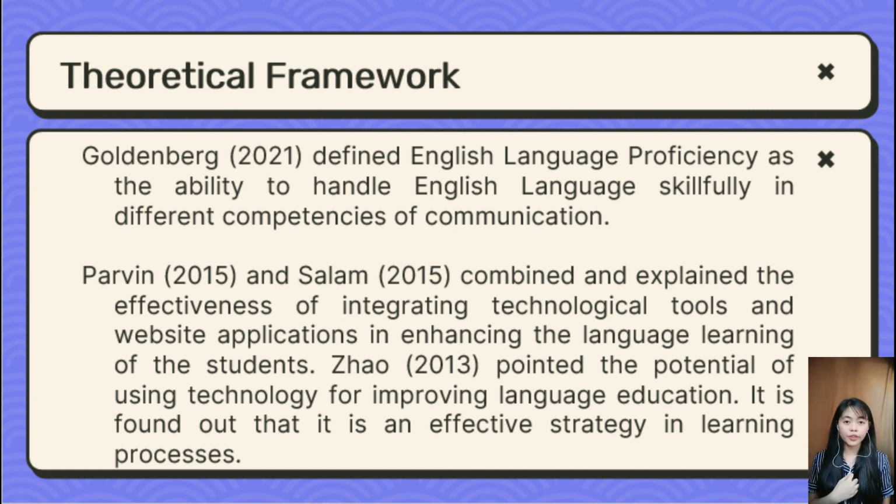While Goldenberg 2021 defined English language proficiency as the ability to handle English language skillfully in different competencies of communication, Parveen and Salam 2015 explain the effectiveness of integrating technological tools and website applications in enhancing the language learning of the students. And according to Zhao 2013, he pointed out the potential of using technology for improving language education. It is found out that it is an effective strategy in learning processes.